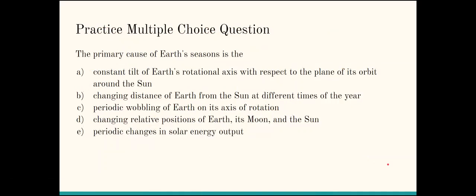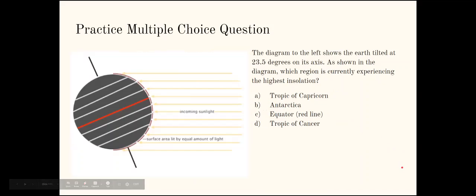Now, to practice this, we're going to look at a couple multiple choice questions. The first one being, the primary cause of Earth seasons is the what? Hopefully you were able to remember that it is due to the tilt of the Earth's axis. Now, for this question, you're going to have to remember the names of certain lines on the Earth. The diagram to the left shows the Earth tilted at 23.5 degrees on its axis. As shown in the diagram, which region is currently experiencing the highest insolation? Which area is getting the most sunlight?